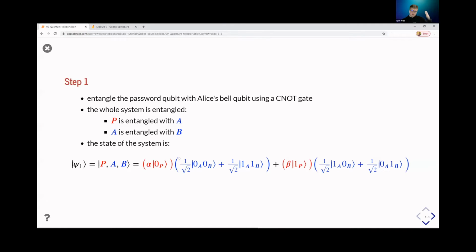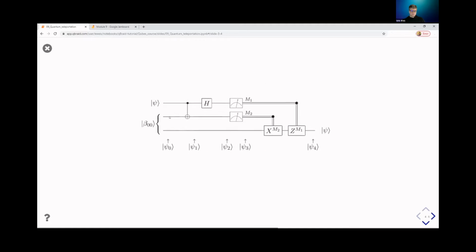And now, since we've entangled the password qubit with Alice's qubit, you'll notice that they're all entangled. We know already from the start that A was entangled with B, but now that we've entangled the password qubit with A, P is also entangled with B. So they're all connected somehow. If we were to measure the password qubit, we would have some collapse that would affect the state of Bob's Bell qubit B as well.